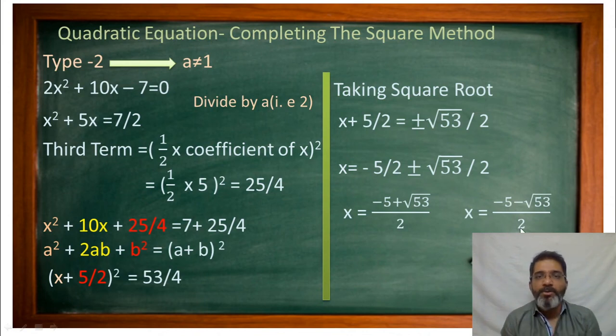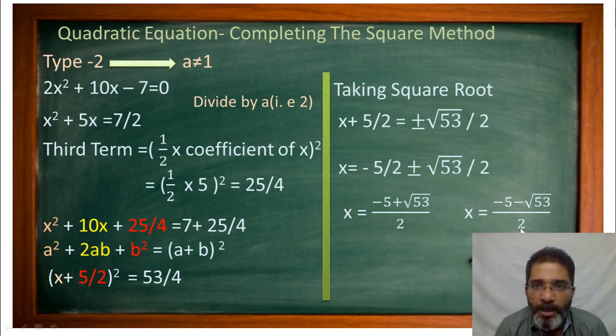Okay, so whenever you solve a quadratic equation by the completing the square method, remember two types. Type 1 is when a is 1, type 2 is when a is other than 1.